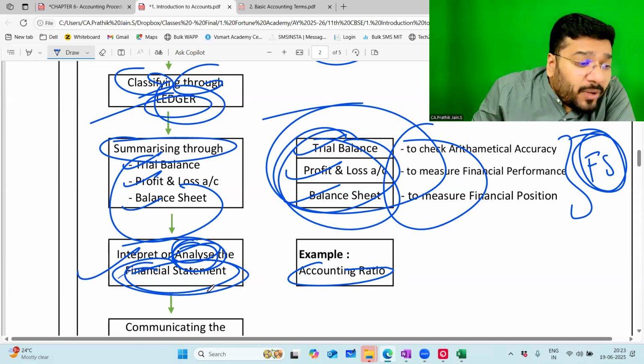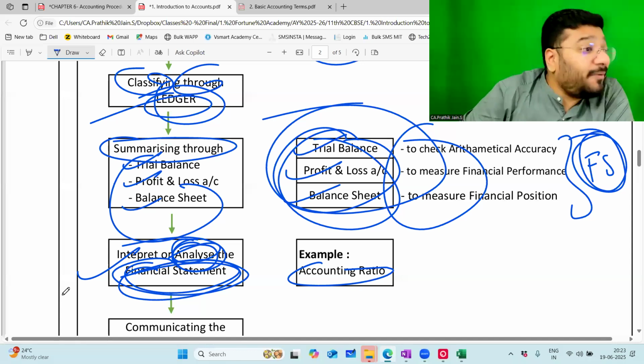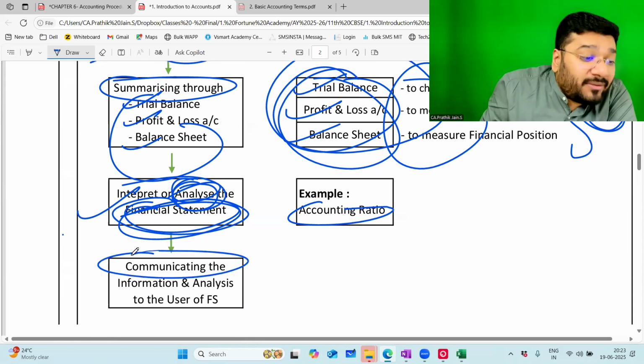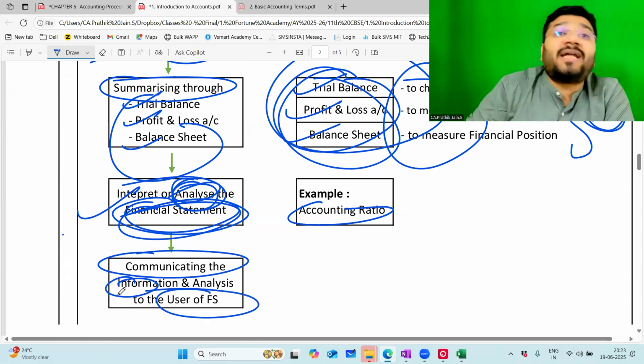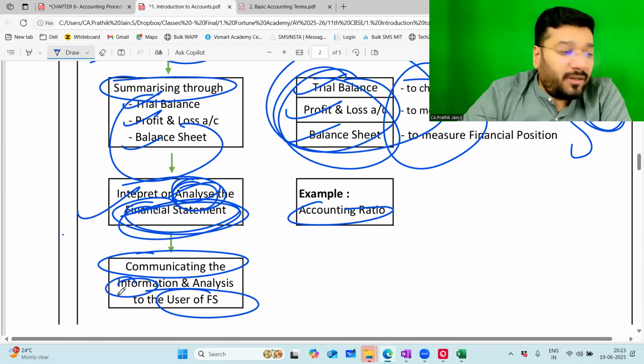Now, once you analyze the data of the financial statement, your job does not end here. Whatever analysis you've done, you have to prepare a report of that, and you have to communicate that information, that report, to the users of the financial statement. Okay, sir.